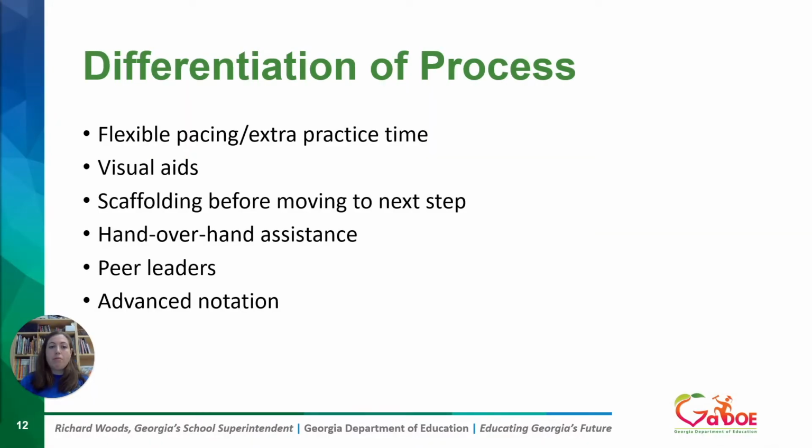Another way to differentiate is by the process, and we do this a lot in music. We might add extra practice time for students who need that time in the process. Flexible pacing is where either an individual or a group can move on to the next step if they're ready for it, but groups or individuals who are not ready can continue working on the same one. You can offer visual aids to students who need it. Maybe you're learning an instrumental part and they can't quite remember how the rhythm goes, so you can offer them a visual aid of the rhythm, even if it's an iconic version of that rhythm. That's another way to differentiate the process.